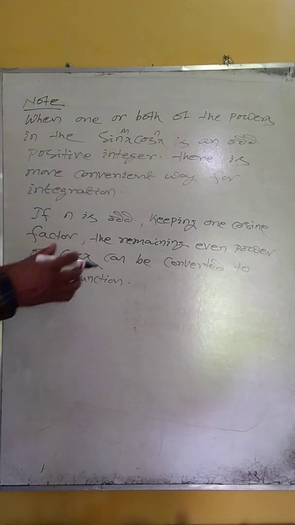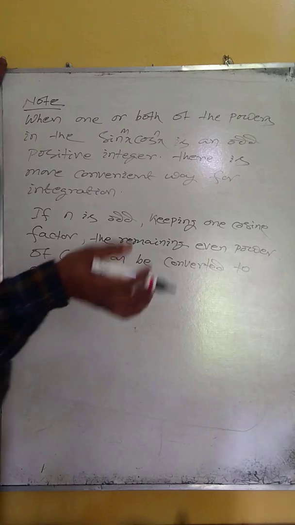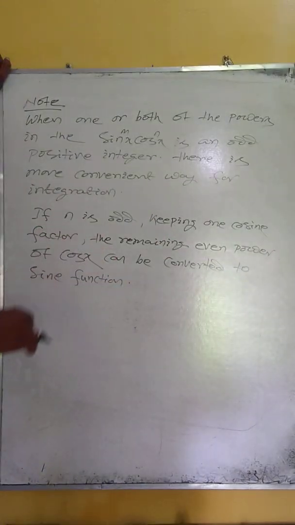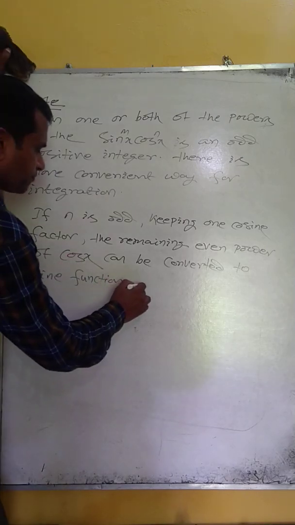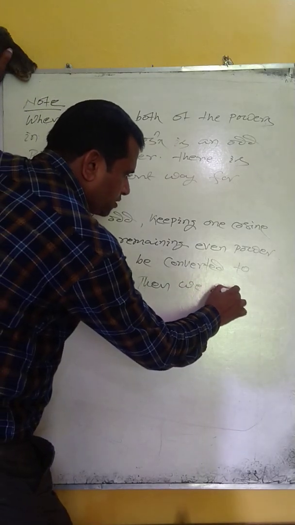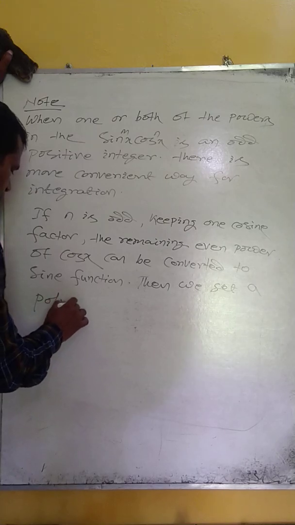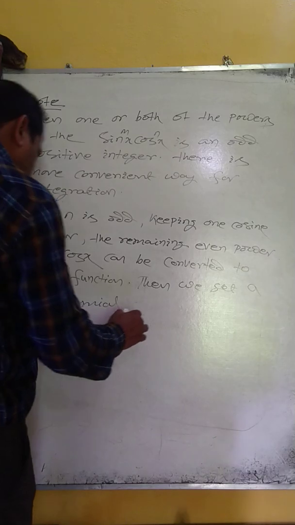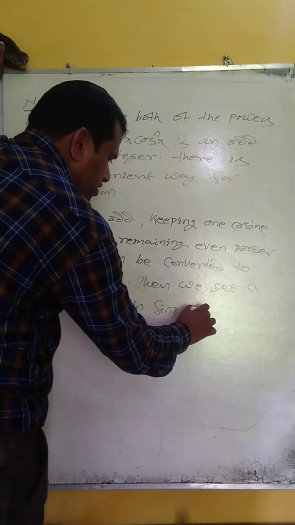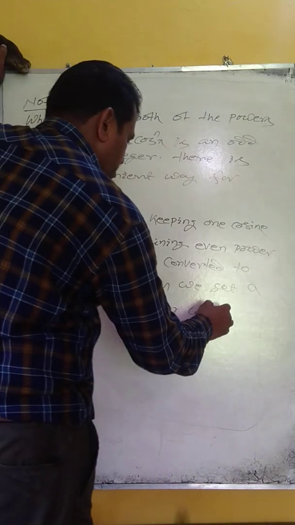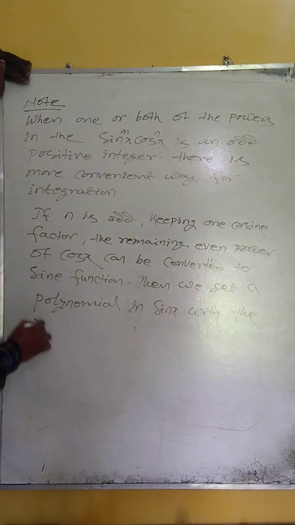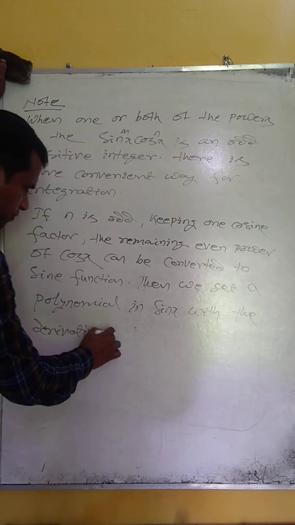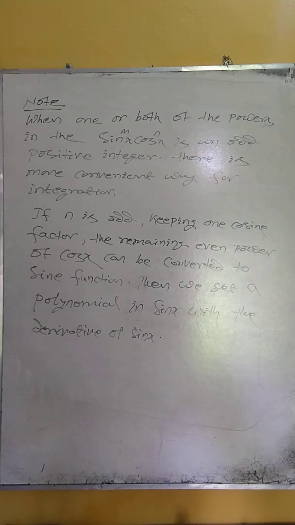Suppose here cos cube x, then we write it in the form cos square x into cos x. We change cos square x to 1 minus sine square x, converted into a sine function. Okay. Then we get a polynomial in sin x with the derivative cos x, which is the derivative of sin x.